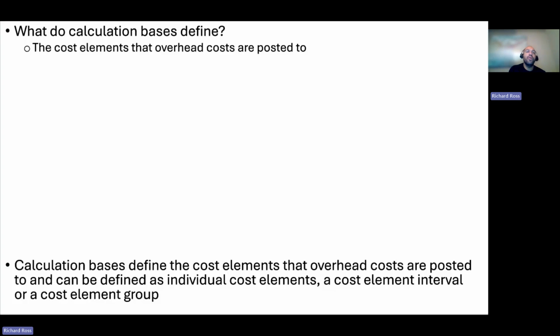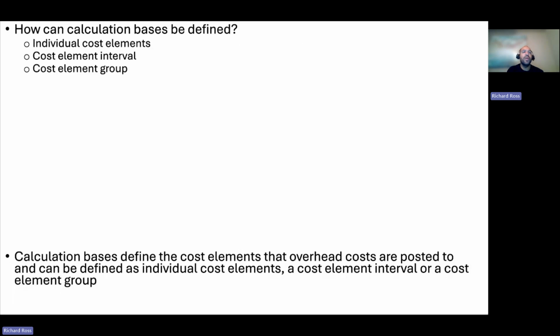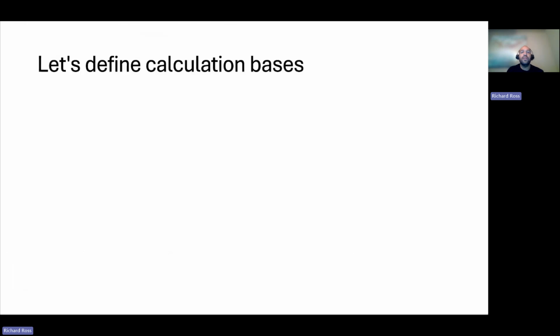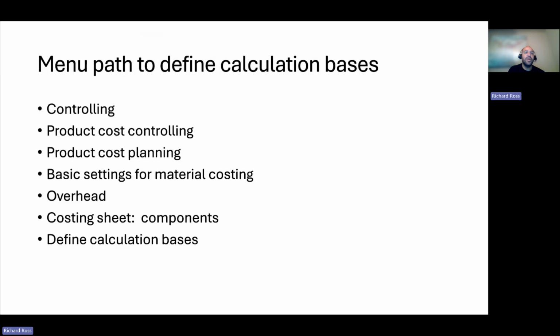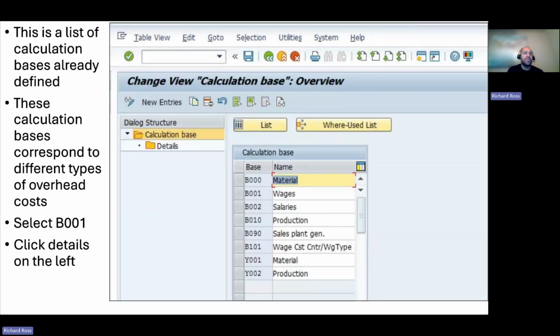Calculation basis. What do calculation basis define? The cost elements that overhead costs are posted to. How can calculation basis be defined? Individual cost elements, cost element interval, cost element group. Let's define calculation basis. Menu path to define calculation basis. This is a list of calculation basis already defined. These calculation bases correspond to different types of overhead costs.